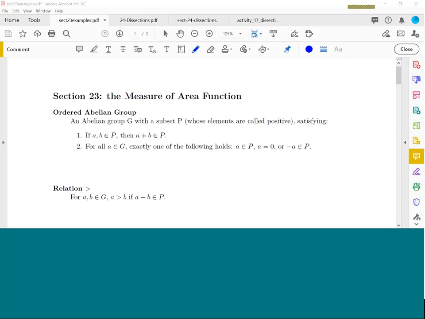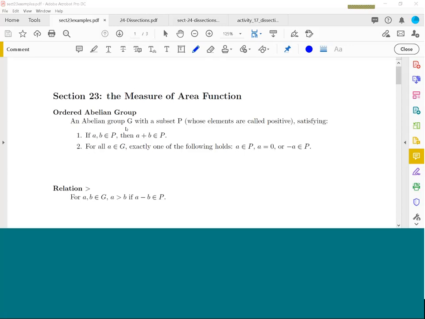All right, so back to area function stuff. So first background thing is something called an ordered abelian group, and that's actually highly, highly technical. Here's the part that you need to know about it. You start off and you have some abelian group, and this was something that we talked about in one of the previous videos. It was one of the recorded videos, and it talked about an abelian group.